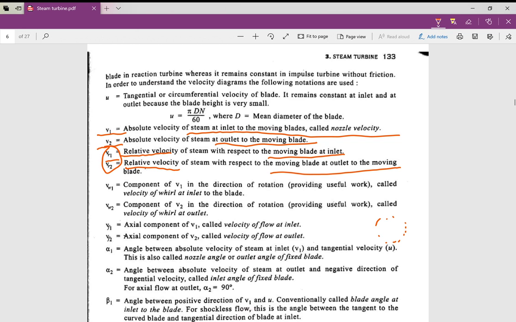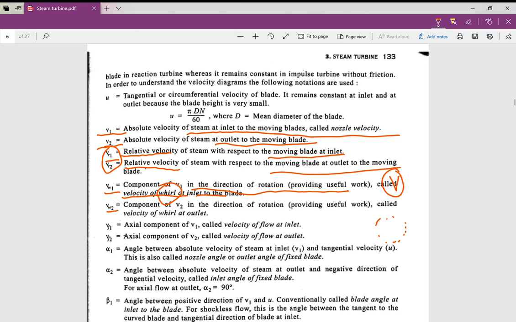Right. Now this absolute velocity V has two components. First component is VW1, that is in the direction of rotation. We call it whirl velocity, which is responsible to rotate the wheel, hence the word whirl, to rotate. So VW1 at the inlet and similarly VW2 at the outlet.